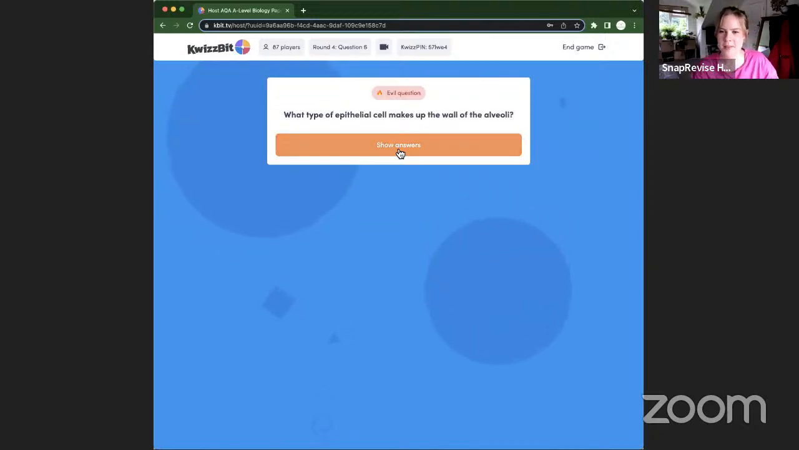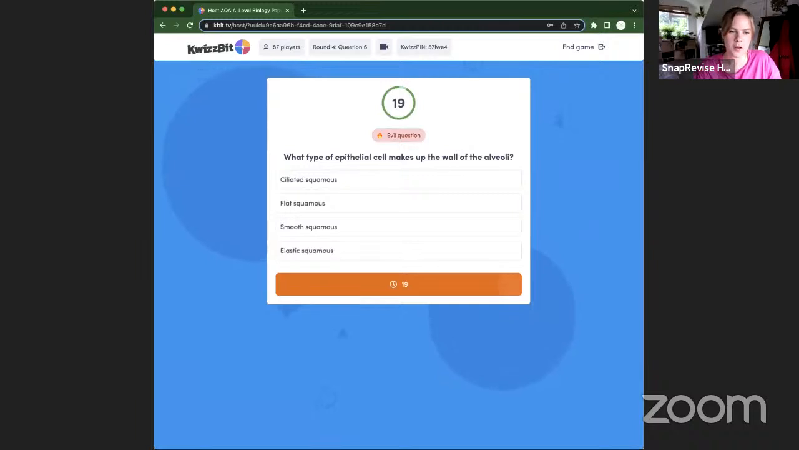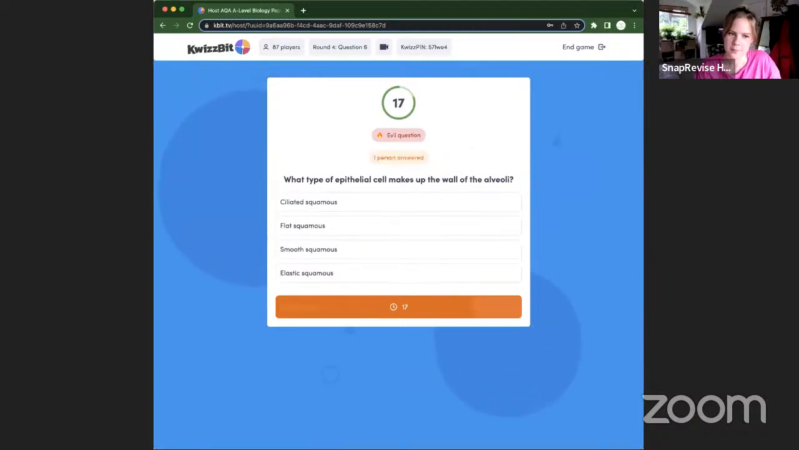Okay, what type of epithelial cell makes up the wall of the alveoli? A potometer is like that. So it's like a tube that you have dipped into some water and it has an air bubble in it, and basically you put a plant at the other end of the tube, and the transpiration as the plant takes up water can be measured by how far along the tube the air bubble moves.